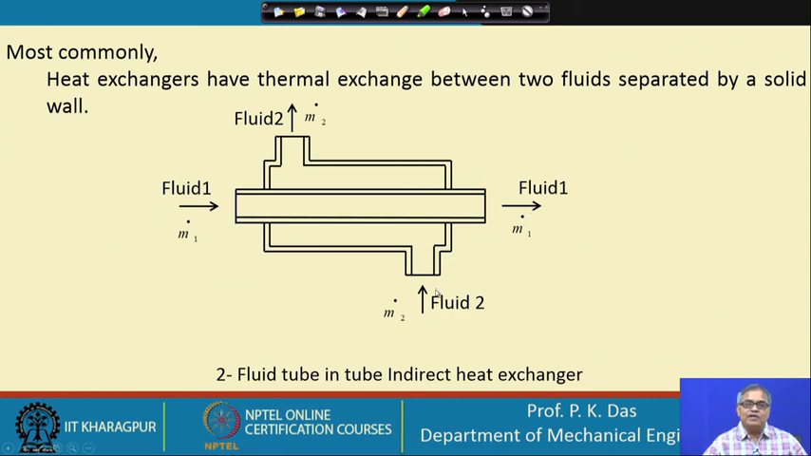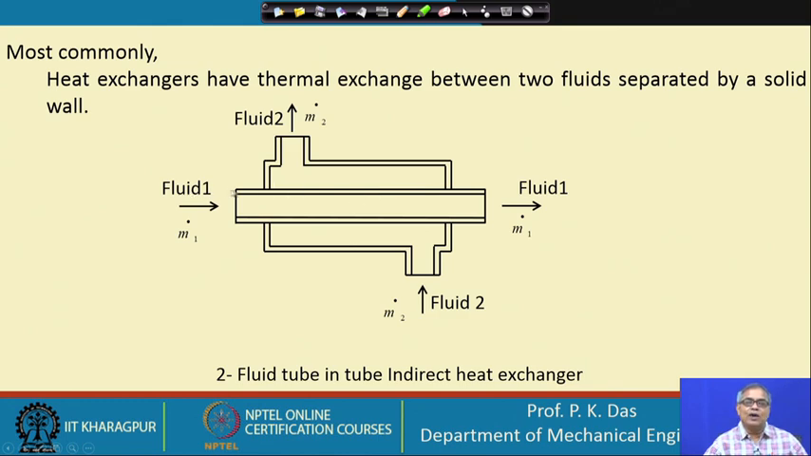Fluid 2 is coming in at a comparatively lower temperature, and its temperature will go up as it passes through this annular cell and goes out. So, this is the basic principle of operation in a heat exchanger. Two fluids are exchanging heat due to temperature difference, but they are not coming into contact with each other. That is why it is called an indirect heat exchanger.